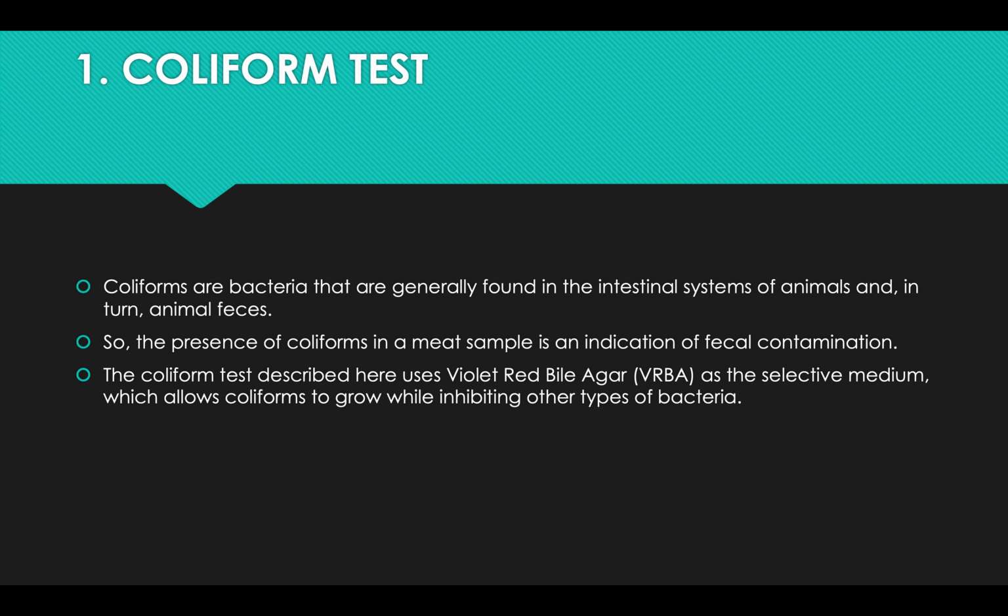Coliforms are bacteria that are generally found in the intestinal system of animals and, in turn, in animal fecal material. So the presence of coliforms in a meat sample is an indication of fecal contamination. The coliform test described here uses violet red bile agar, commonly known as VRBA, as the selective media, which allows the coliforms to grow while inhibiting other types of bacteria.